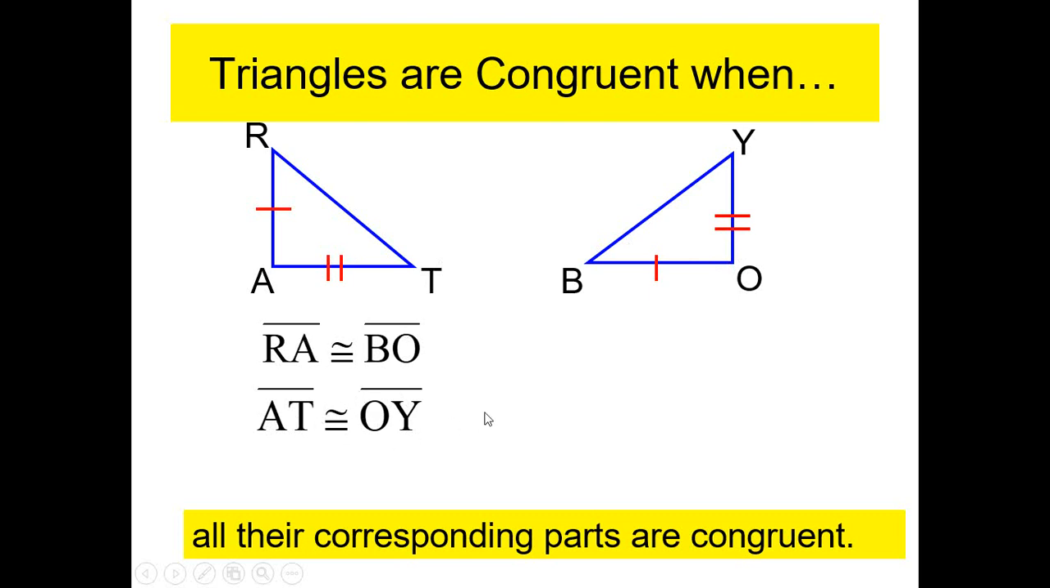These are the sides. And then, of course, RT and YB are congruent as well. So I put 3 marks for those. So far we've shown all three sides congruent in both triangles. Now let's talk about the angles.